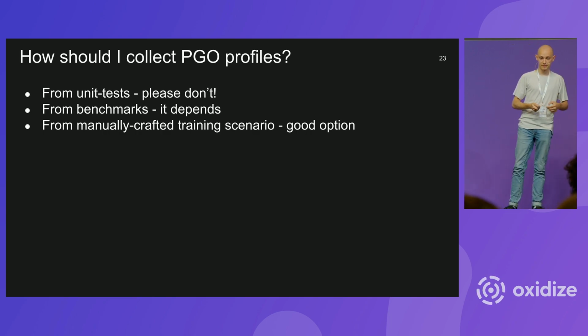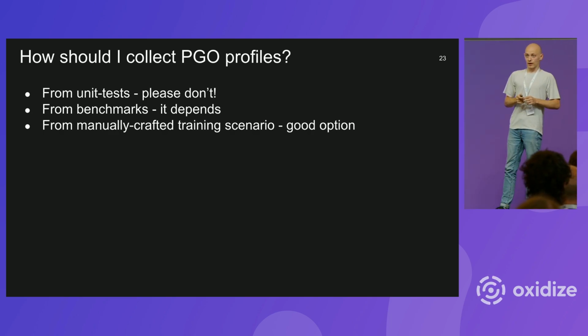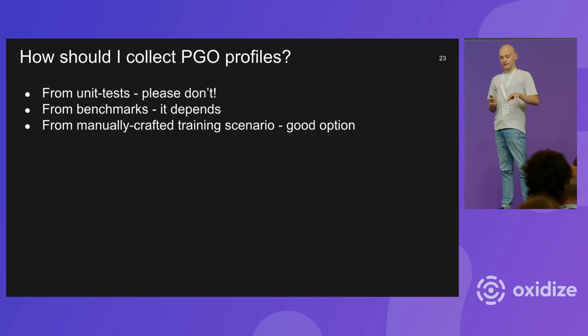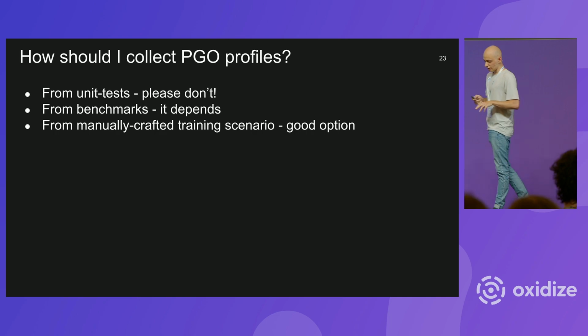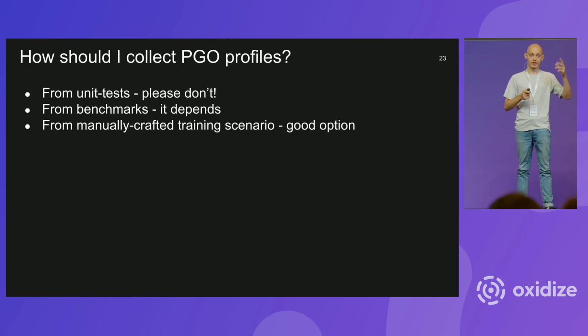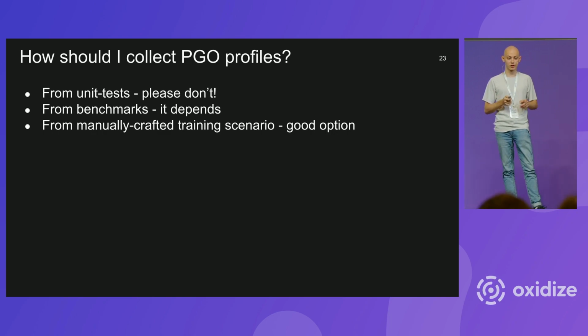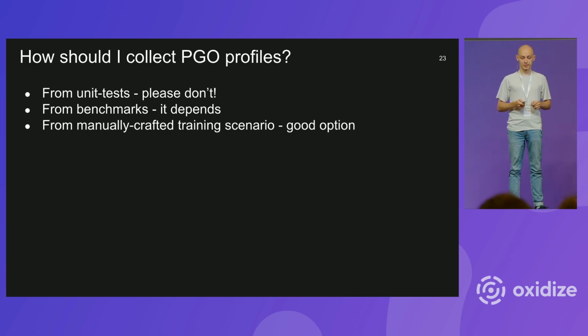once again. That's it. Actually, that's a good option, but don't forget to track that your manually crafted training scenario is not very different from your target workload. For example, if you have a very dynamic target workload, probably this option is not the best one.